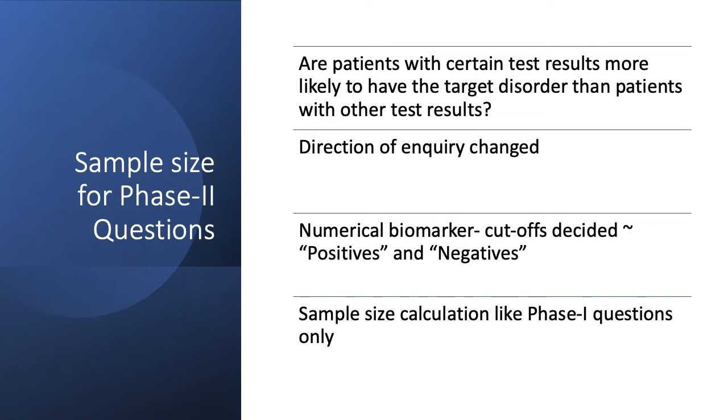What if our biomarker of interest was quantitative, that is, it gives results in numbers? Then we have to find an appropriate cutoff by using receiver operating characteristic curves and area under the curve, and see if it has discriminatory power or not. And then we label persons as positive and negative based on the cutoff derived from such analysis. And then we explore the difference in the proportion. So these are phase 2 questions, and sample size calculations will be similar.